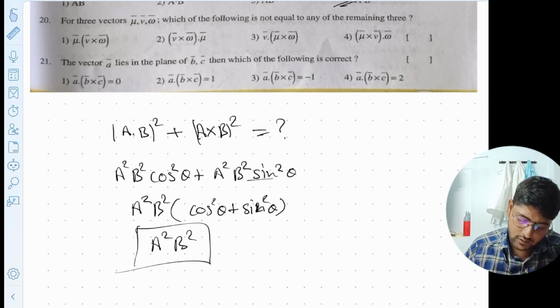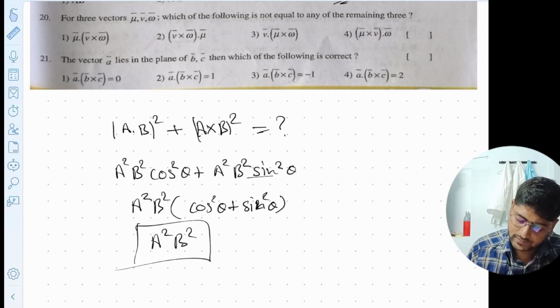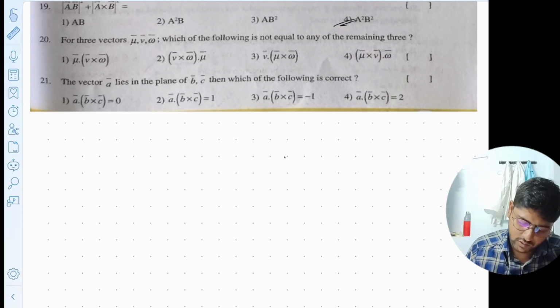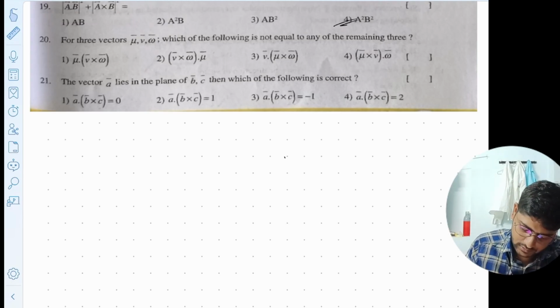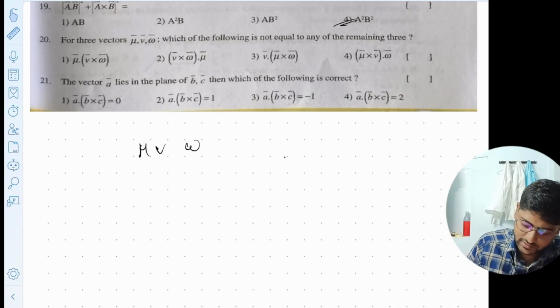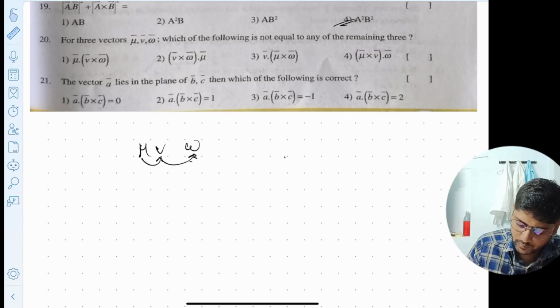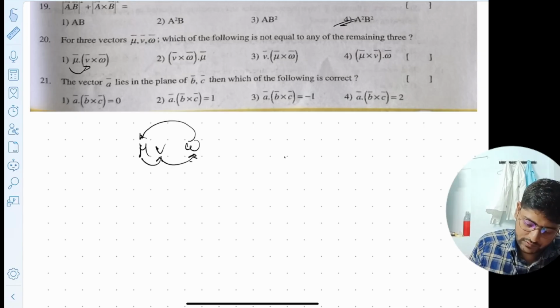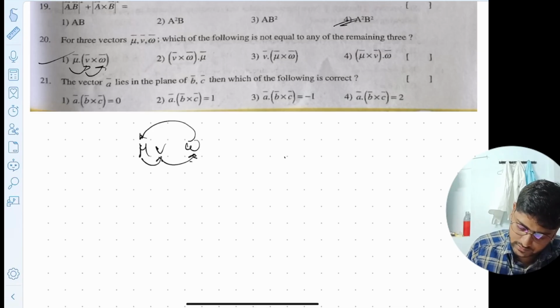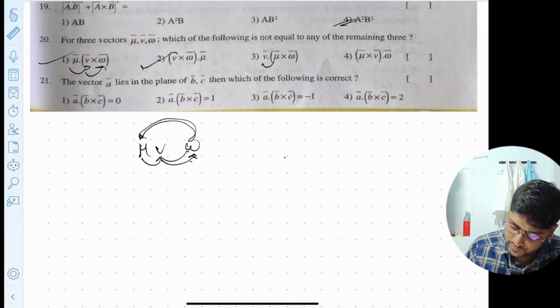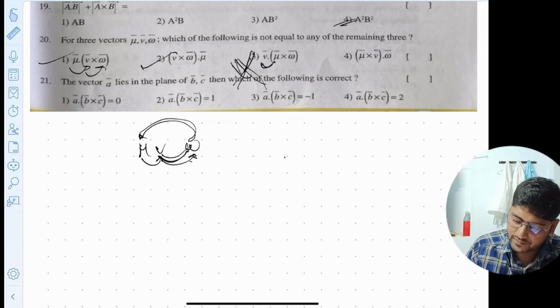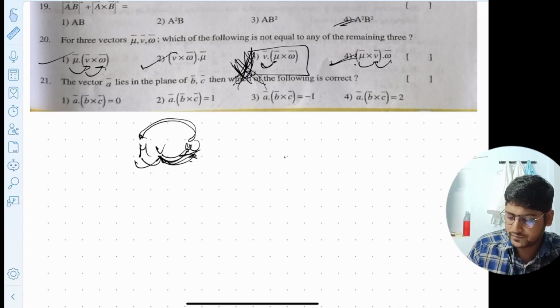Option number 4. For 3 vectors, which of the following is not equal to any of the remaining 3? Means 3 are equal, and 3 should be in the cycle. Mu, v, omega should be in one cycle. Mu after v, v after omega, omega after mu. This is the same. But v after mu is not. After v, omega should be there, but here mu is there. Mu after mu v and after v omega, so this is also true. This one is different. Third one.